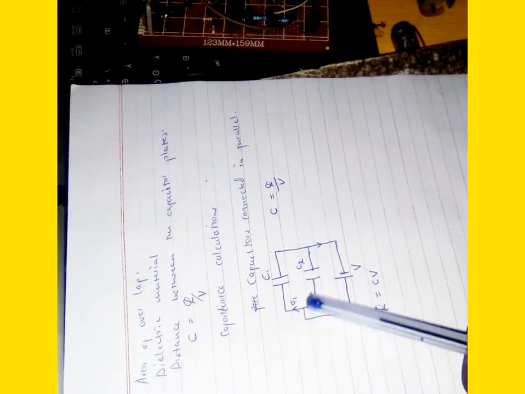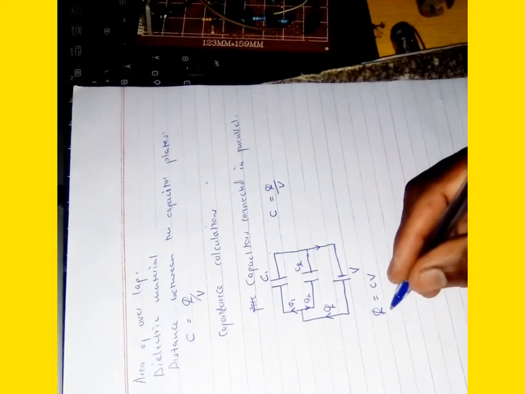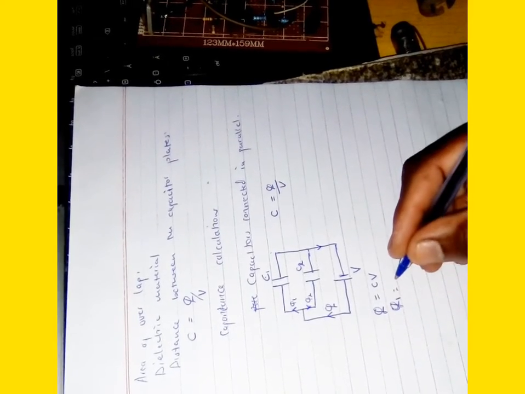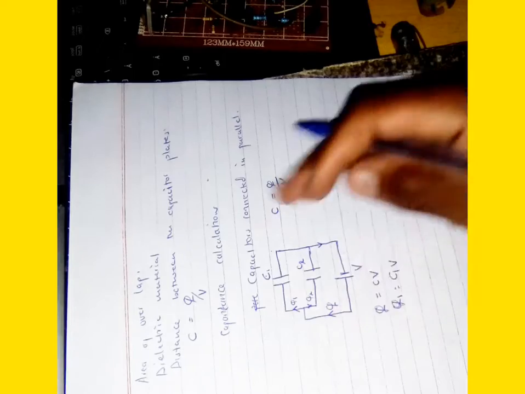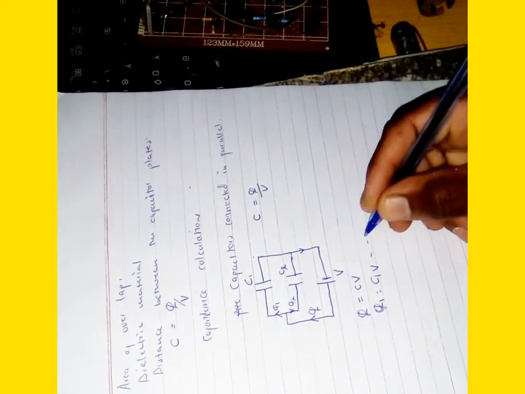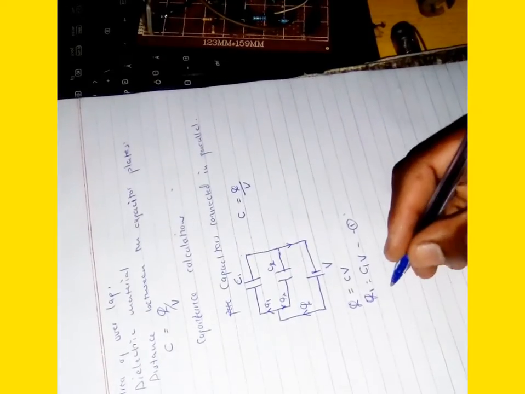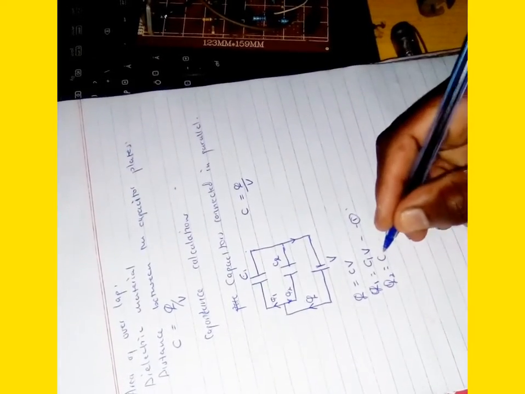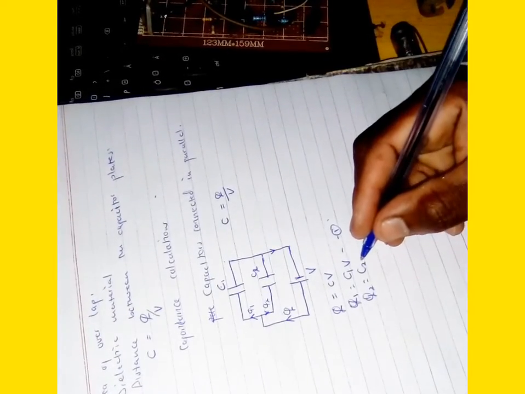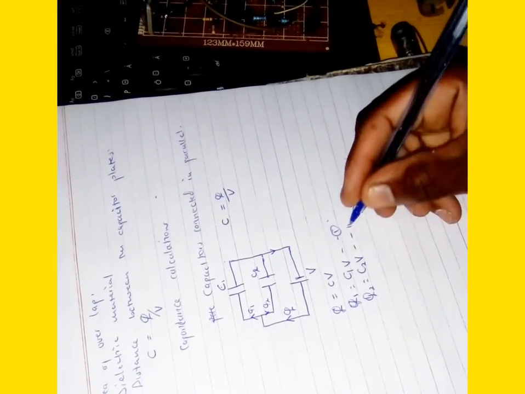The charge flowing through capacitor 1 equals C1 times the voltage, which is the same voltage across both capacitors. We shall call this equation 1. The charge flowing in the second capacitor equals C2 times the voltage, because it's the same voltage in the circuit. Call it equation 2.